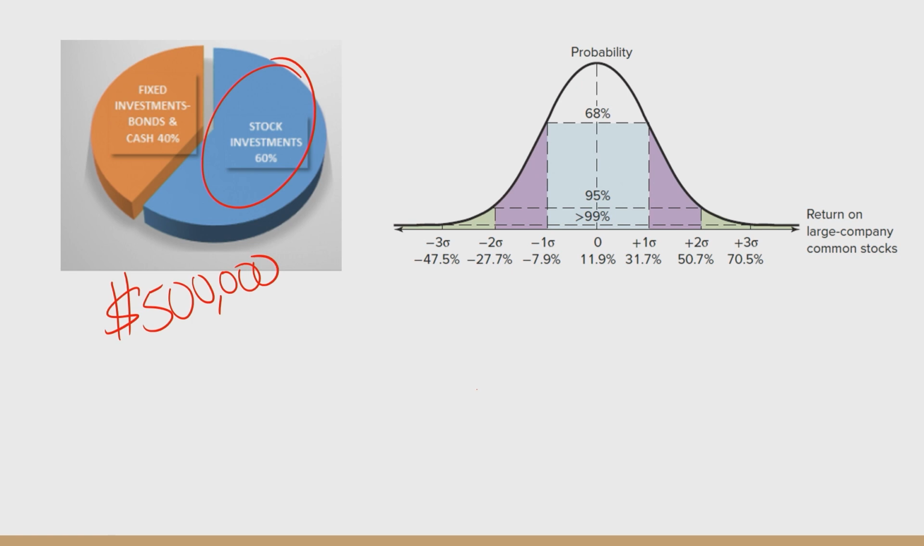Wouldn't that be nice? But there's some other that's a lot of money too, and others that it's not. But let's use this as an example. It's all relative. $500,000 with a 60% stock exposure means that there is $300,000 at risk in stocks.